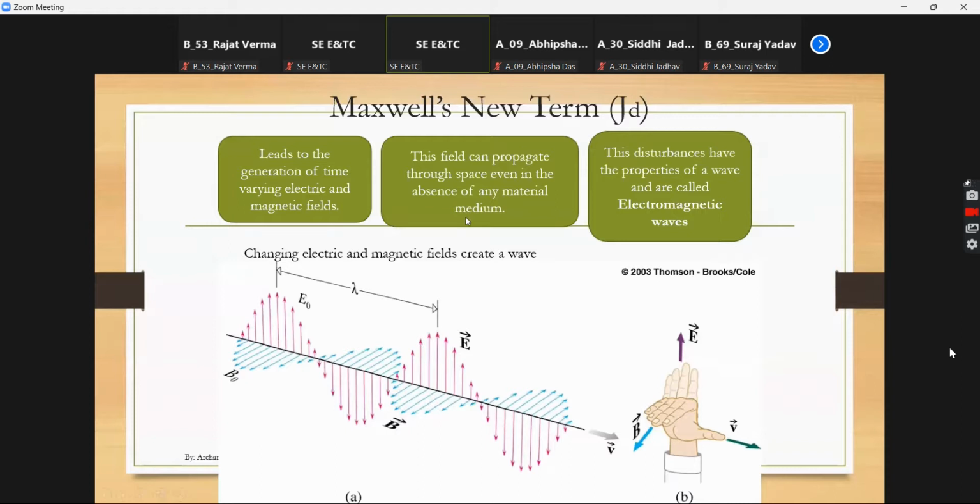This particular field, which we call EM wave, can propagate in free space. We know that free space does not have any charges. So even in any material which is depleted of any charges, the EM wave can propagate through it, and that is the result which is due to Maxwell's new term. This particular disturbance is called an electromagnetic wave.